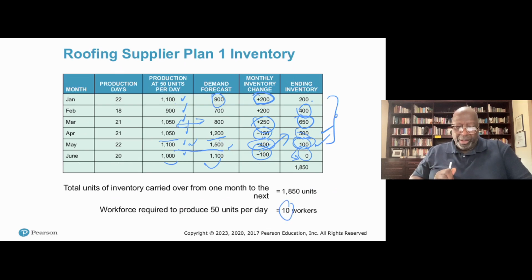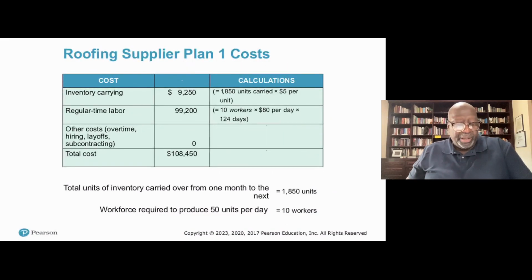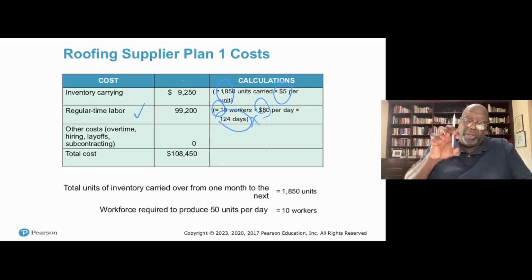All right. We could actually calculate that. So for this particular example, the inventory carrying costs would be 1850 units multiplied by $5 per unit. The regular labor is the 10 workers times $80 per day times the 124 days, which is the total number of days in that planning period.